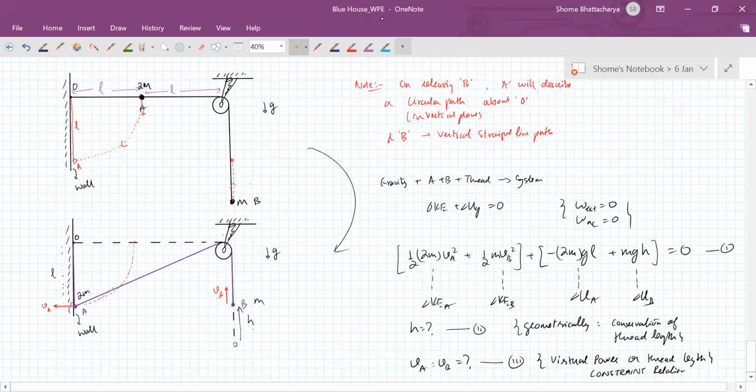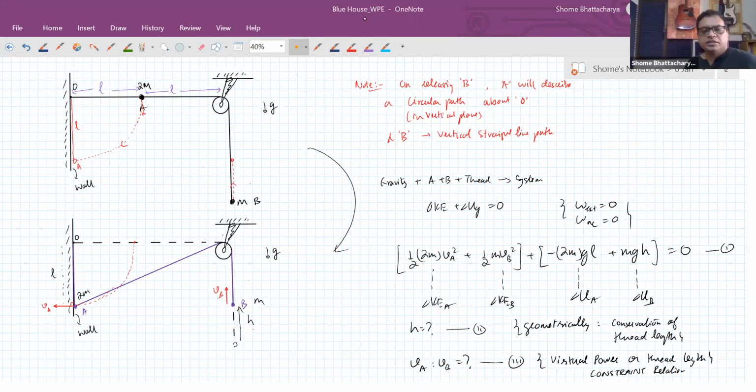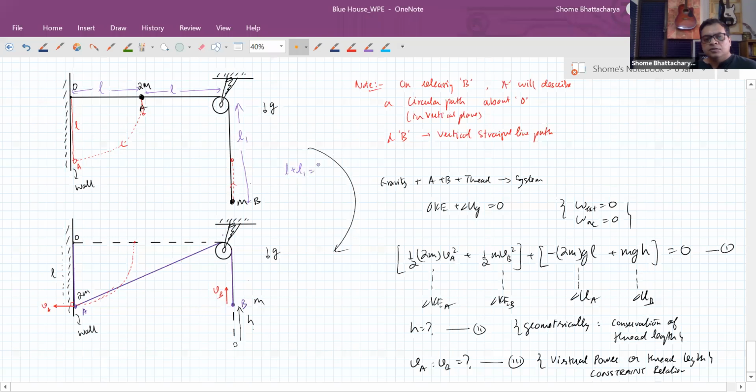Okay, so nobody has got the values of y and the constraint relation yet. Let me explain. It's pretty simple really. It just comes from the geometry of this triangle. See here in the first diagram, this length we've already written as L. Now if this length is some L1, then the total thread length is L plus L1. So this is constant.